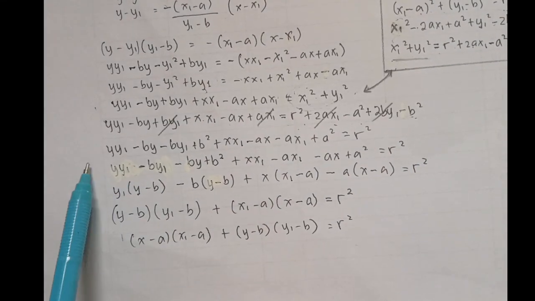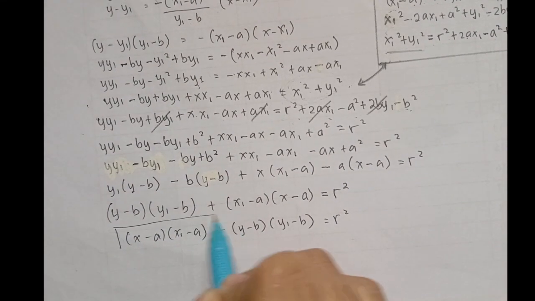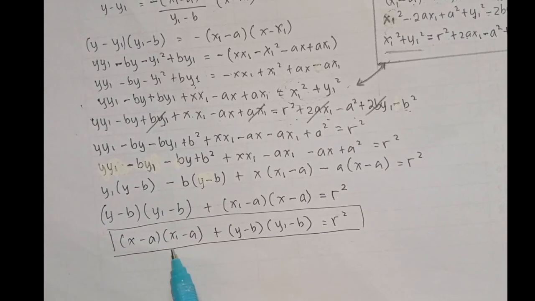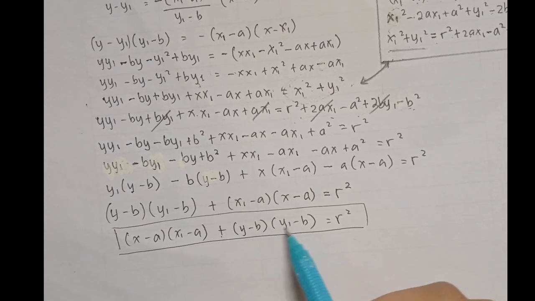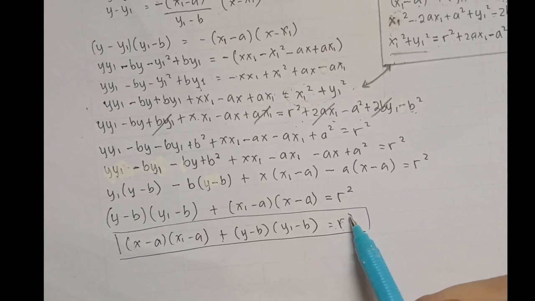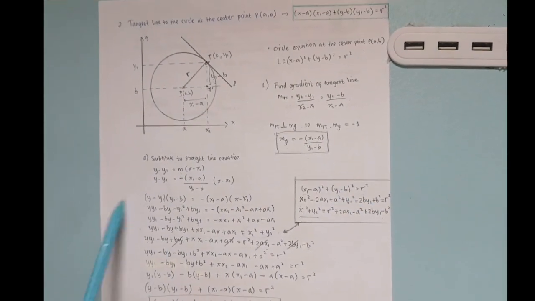So we can expand again with algebra form until we can find this formula: in brackets x minus a times in brackets x1 minus a plus in brackets y minus b in brackets y1 minus b is equal to r square. So this is the algebra form explained.